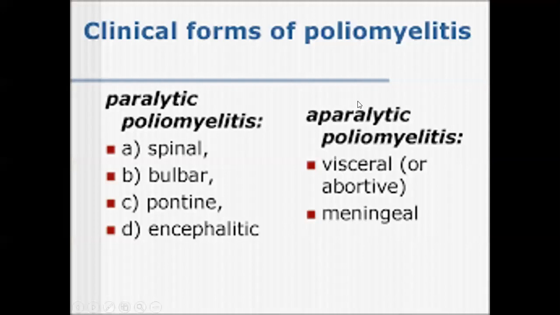What are the clinical forms of poliomyelitis? It can be paralytic poliomyelitis, like spinal, bulbar, pontine, encephalitic. It can be aparalytic poliomyelitis, like visceral, abortive, or meningeal.